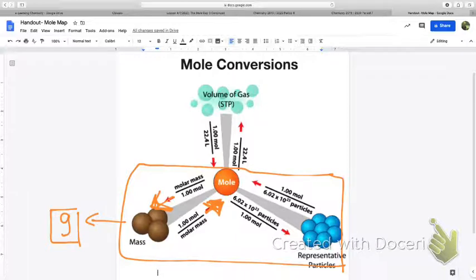Now the other half of the map that we've worked with is the right-hand side there with representative particles. I'm only having us account for 2 types of representative particles, and that is atoms and molecules. Okay? So if the problem gives you atoms or molecules and it wants you to solve for moles, this here is your roadmap. Vice versa, if it gives you moles and it wants you to go to particles, it's going to be that bottom half there.